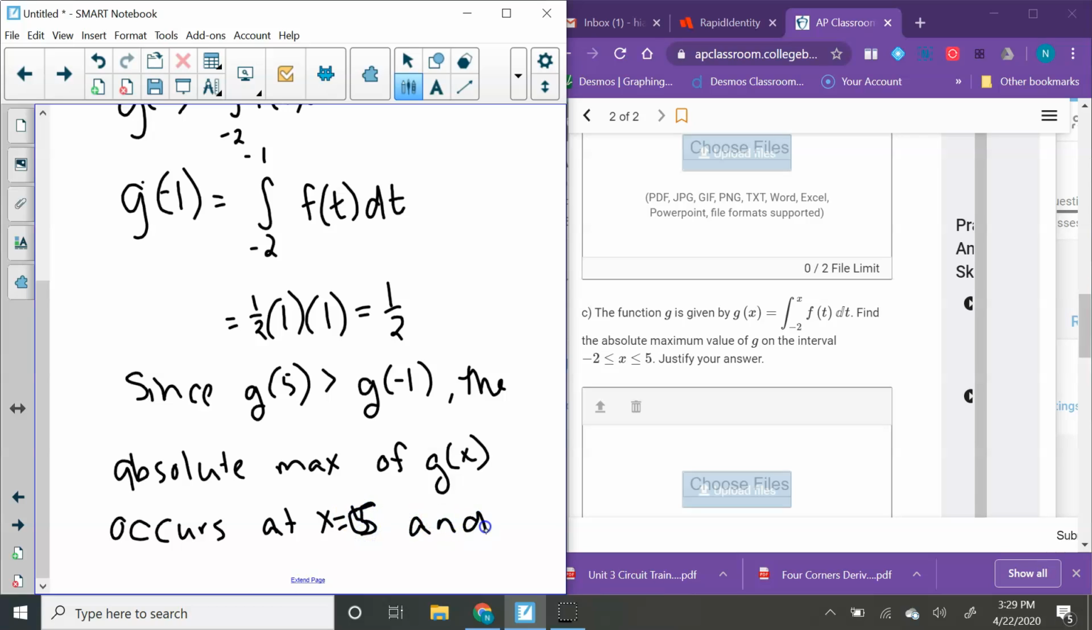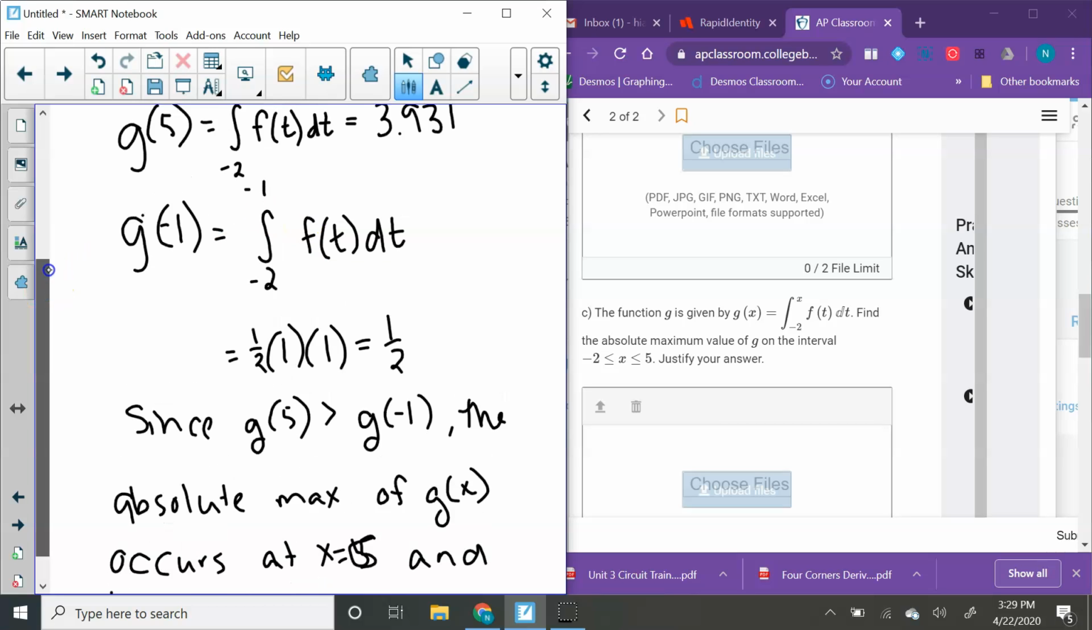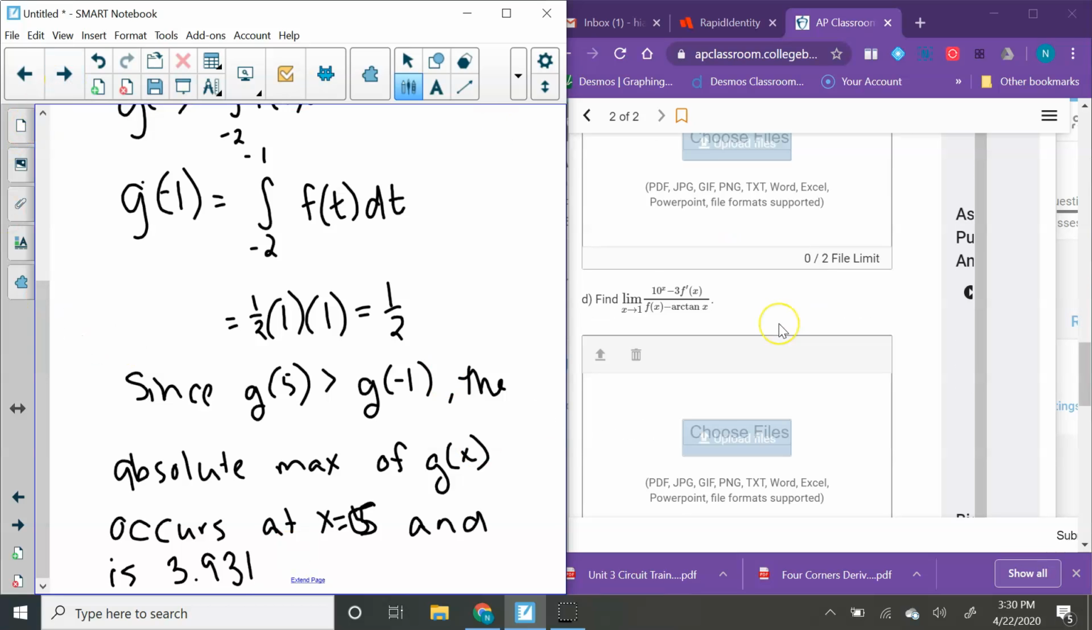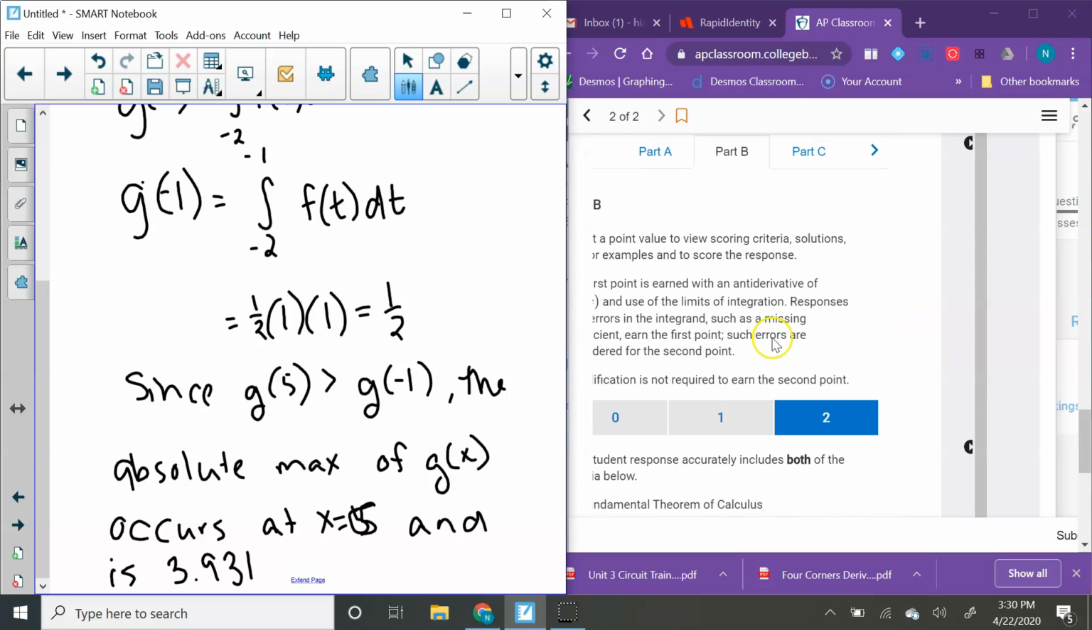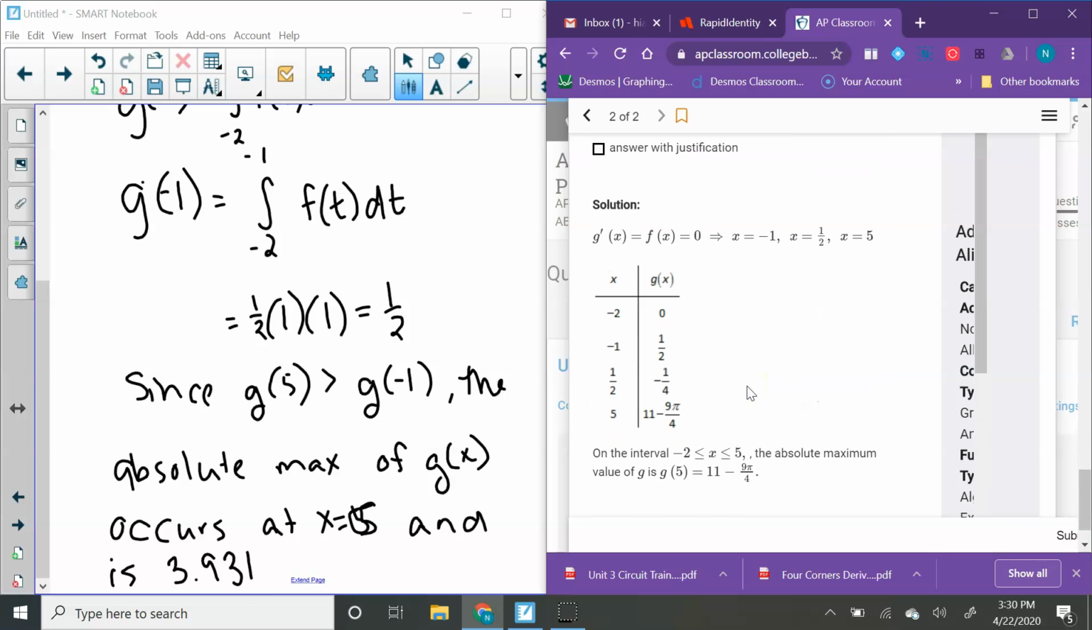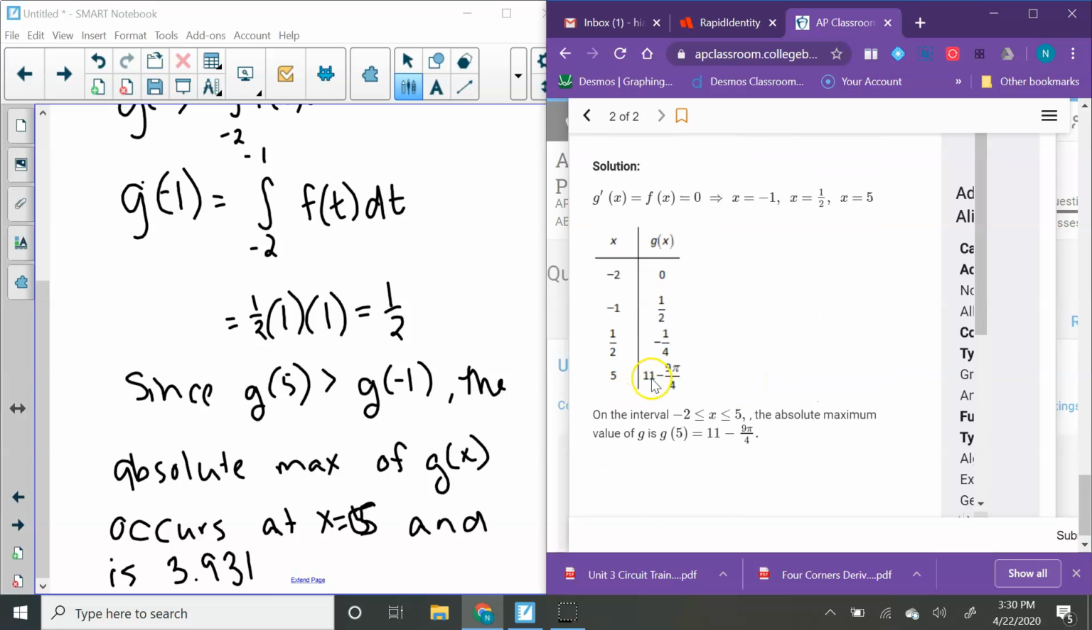And it is, let's see, it was the 3, what was it? 3.931. Okay, so your absolute maximum is 3.931 for that. And let's double check that we got that one right. Okay, 11 minus 9 pi over 4 is your 3.931, so that is your maximum there.